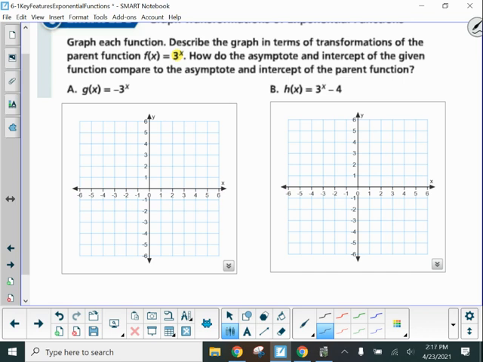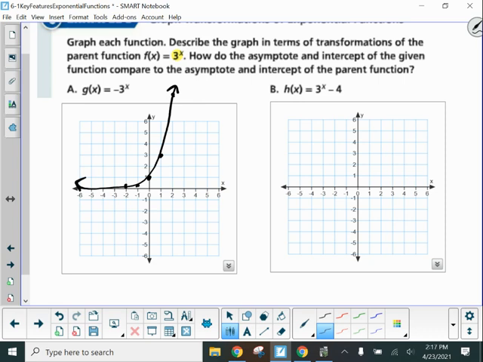So if we look at the parent 3 to the x, of course, if I plug in a 0, I'm going to get back 1. If I plug in a 1, I'm going to get back 3. If I plug in a 2, I'm going to get back 9. So that's like way up here. -1 is going to give me a third and then a ninth. So it's going to look something like this. So it's not actually going to cross the x-axis, but it's going to look similar.